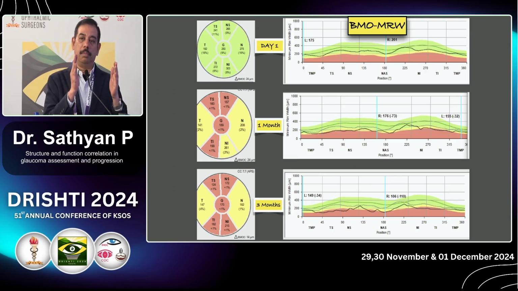But whenever you have damage by glaucoma, it takes about 8 to 12 weeks for the damage to set in.